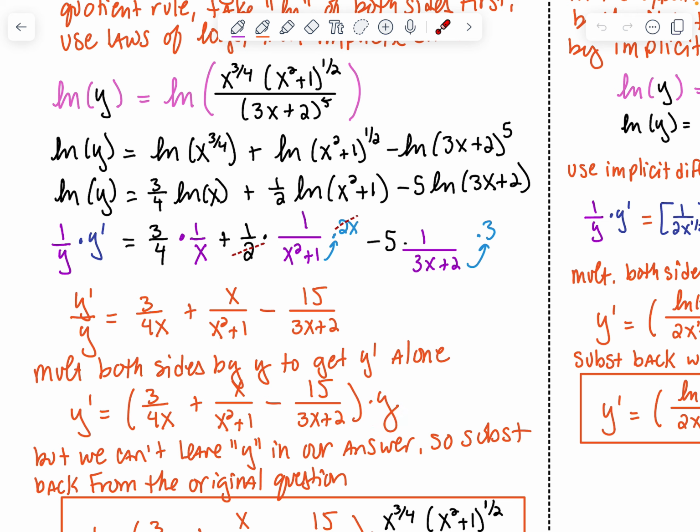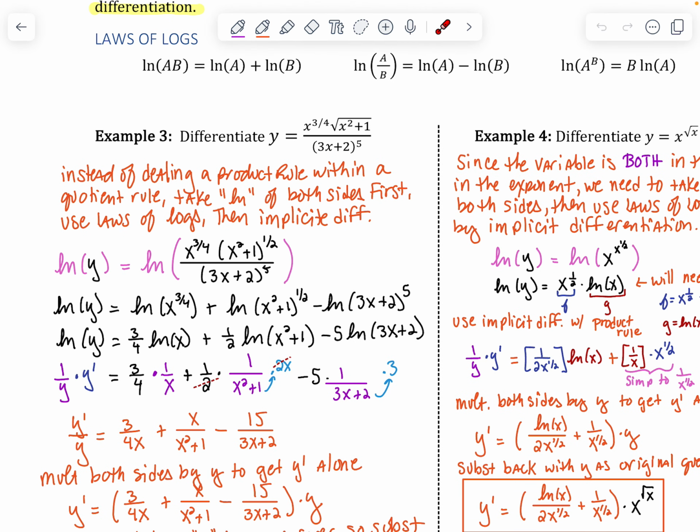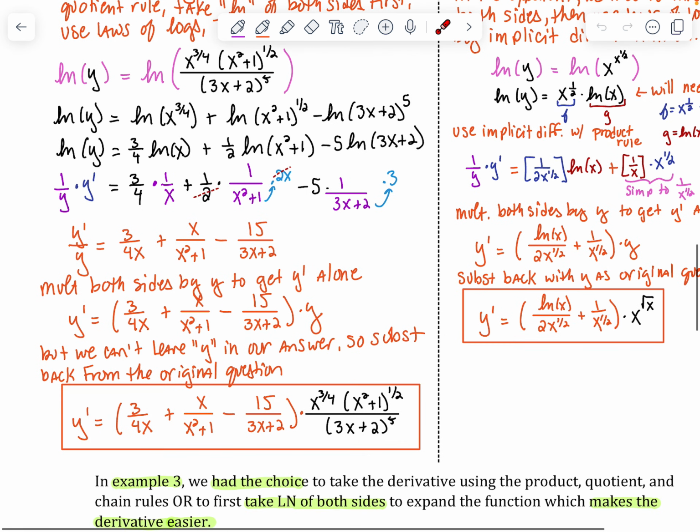Feels like I'm done, but again, our question only had x's, and so our derivative should only have x's, not this y. So we get to focus on the fact that in the original question, y was equal to this big old giant quotient with a product in it. So where y is, I can just put that big old giant quotient where there's a product in it.